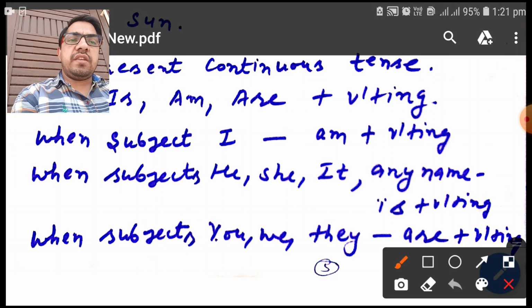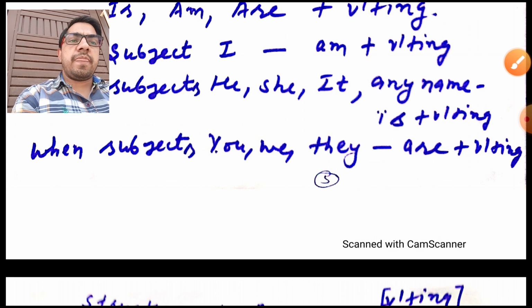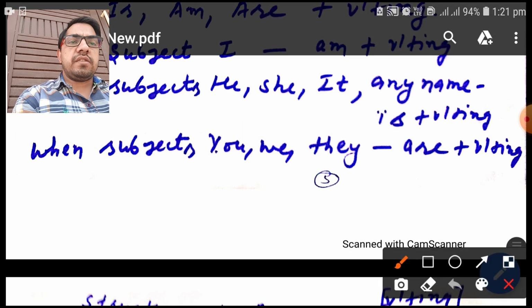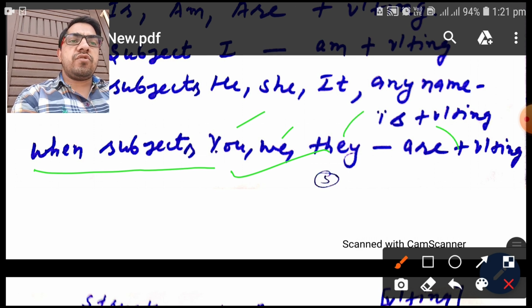When the subject is he, she, it, any name, or any singular thing, we should use is plus first form plus ing in present continuous. When the subject is you, we, they, we should use are plus first form plus ing.